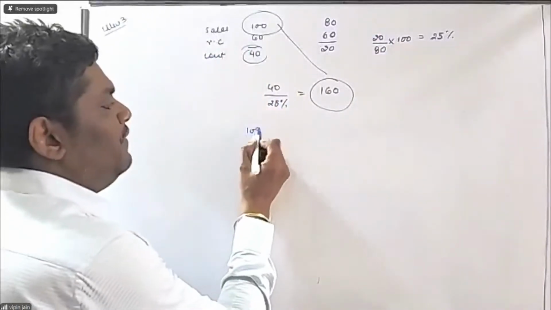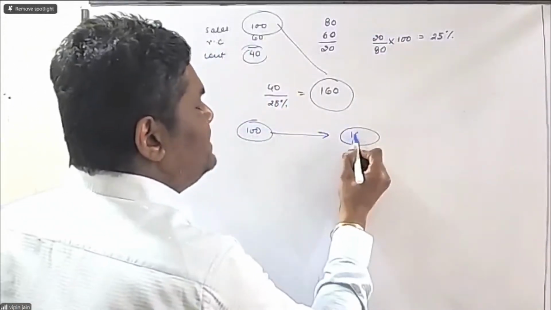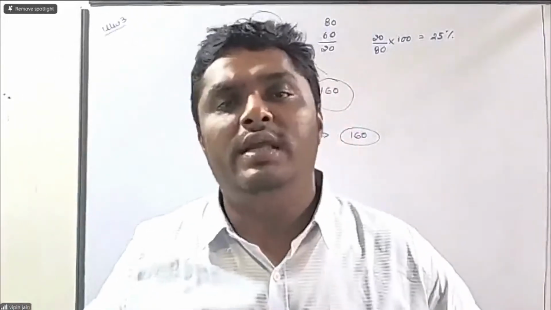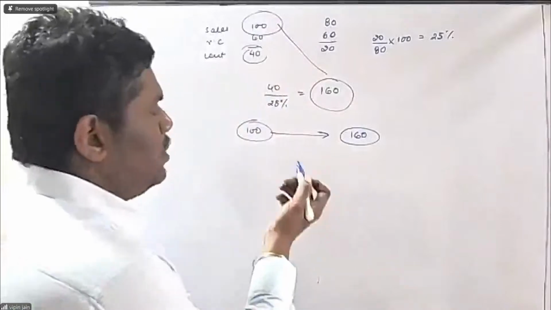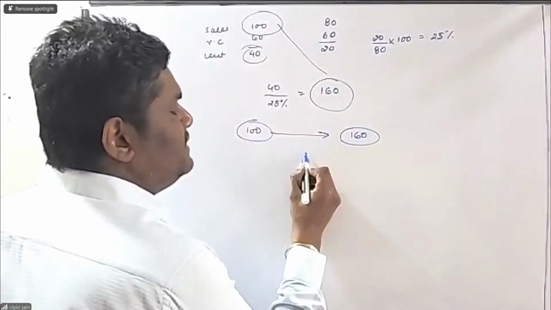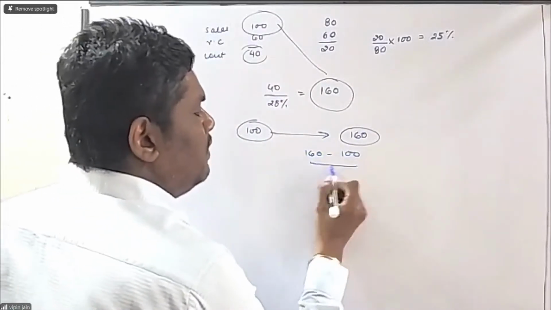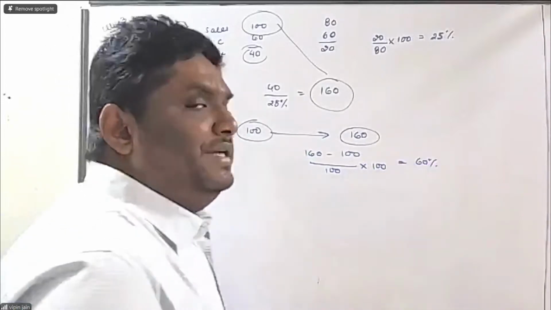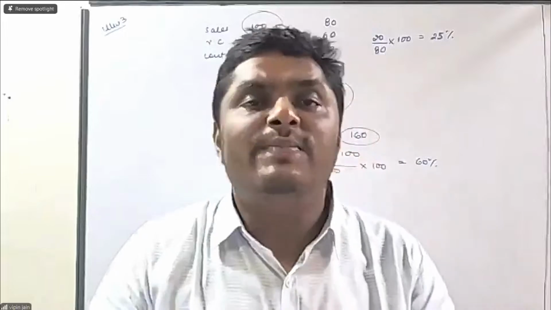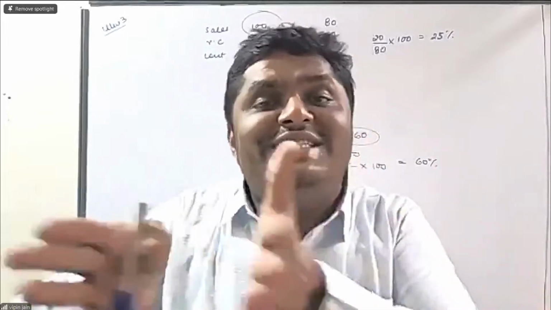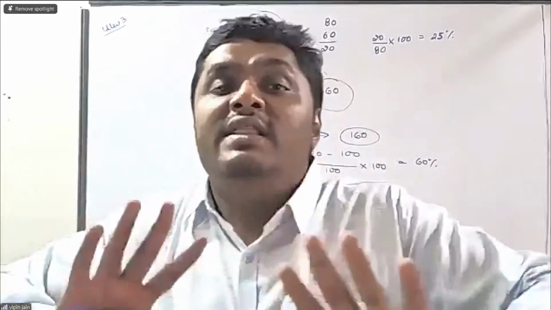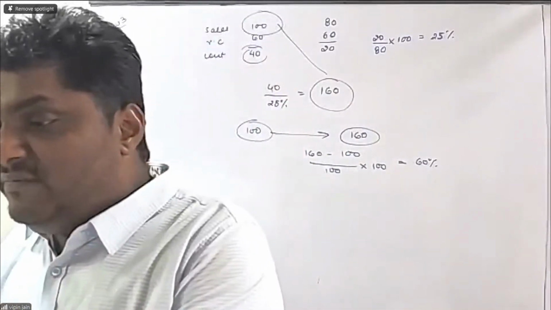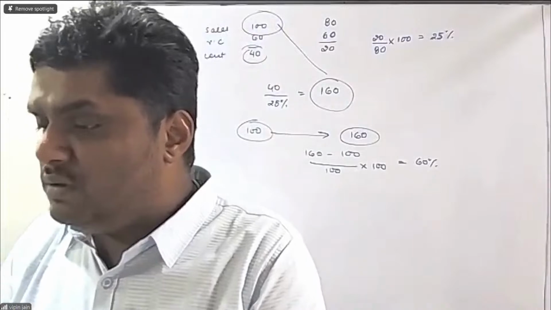So if we increase the sales from 100 to 160, we can say the impact of the 20% reduction in selling price is already taken care of. So how much is the increase in sales from 100 to 160? 60% increase. So it says that if you reduce the selling price by 20% and increase the sales quantity by 60%, there will be no change in profit. It's simple mathematics. If you guys have any doubts, please post.